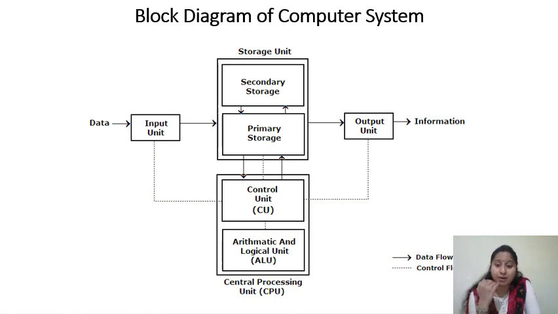When control unit passes the control signal to input device, then only input will be entered to the memory unit. When control signal is passed to the storage unit, then only data will be entered to the arithmetic and logic unit. When control unit passes the control signal to output device, then only output will transfer from memory device to output device. So the control unit is controlling the activities of other devices. Okay, so this is the explanation for block diagram of computer system.